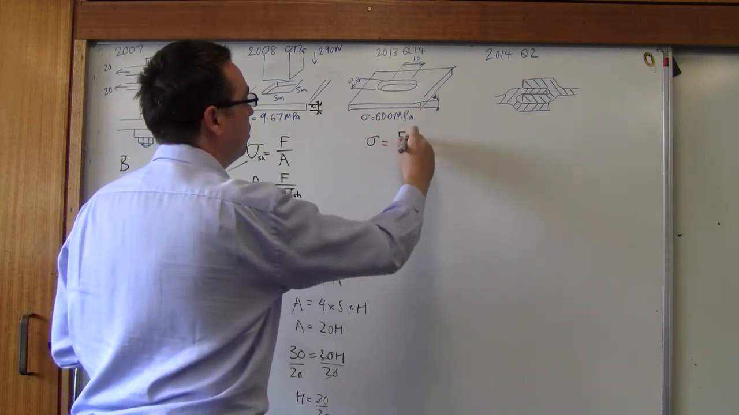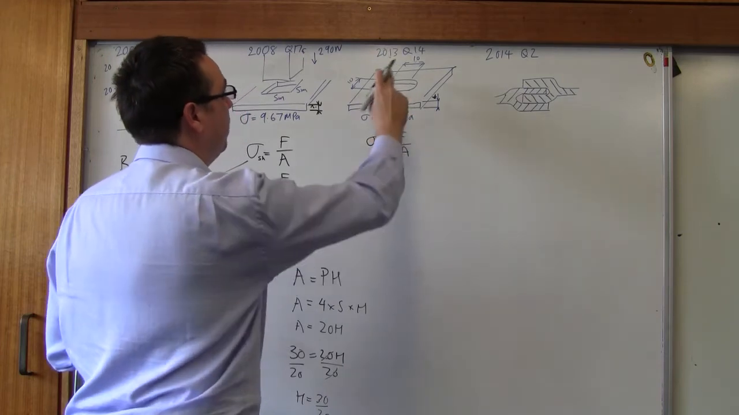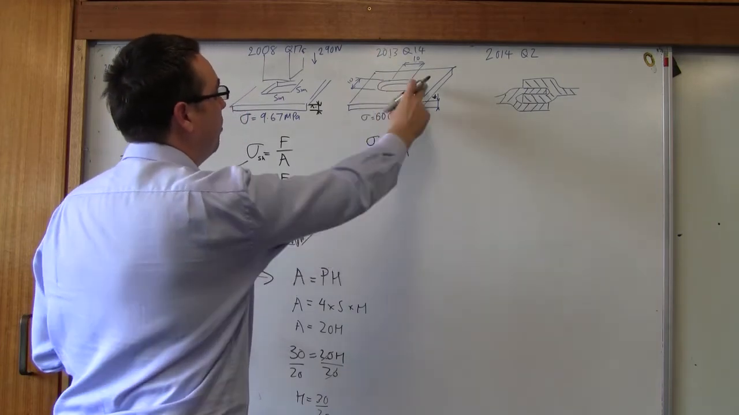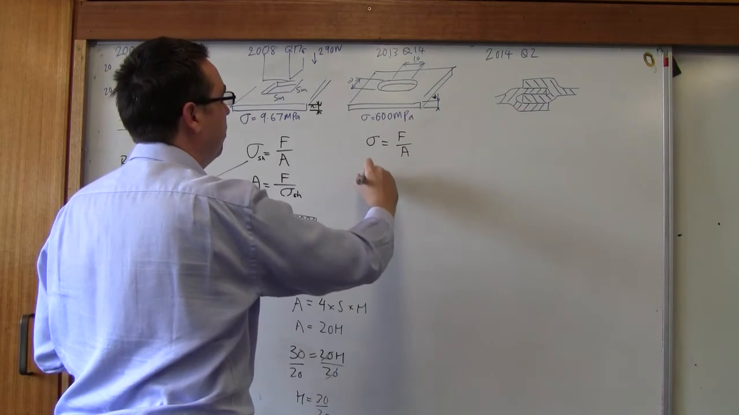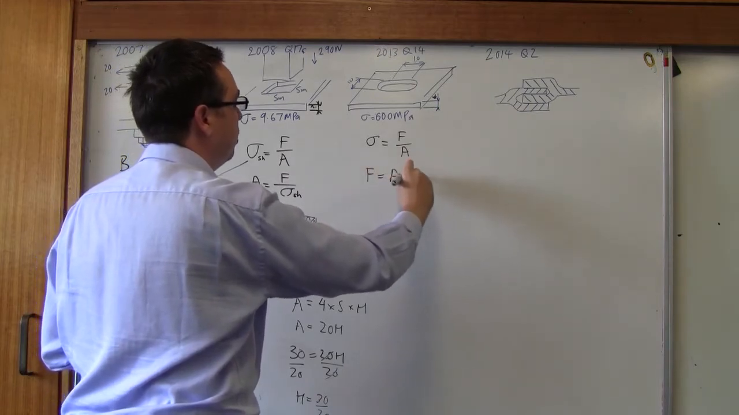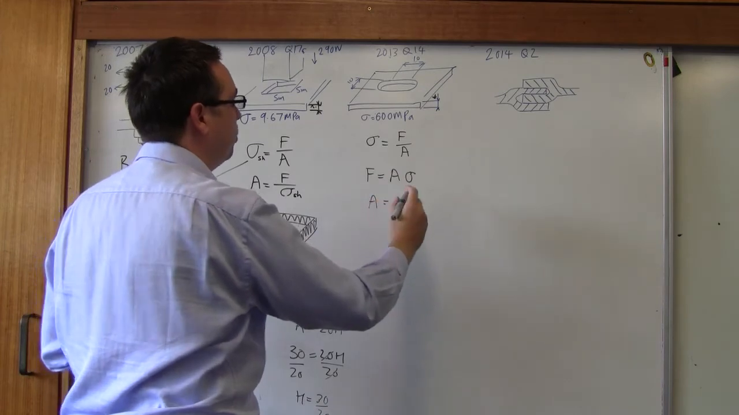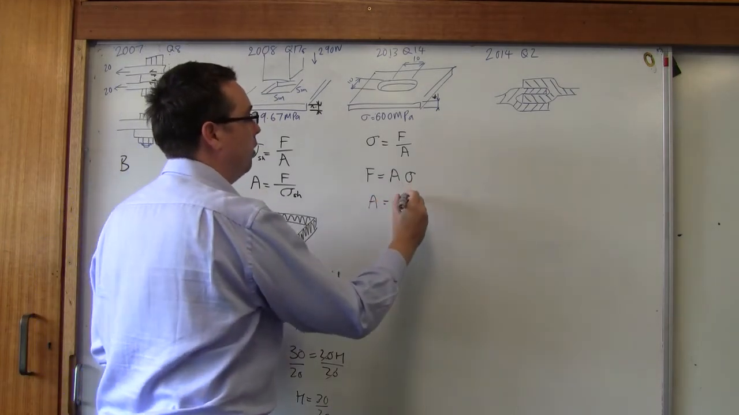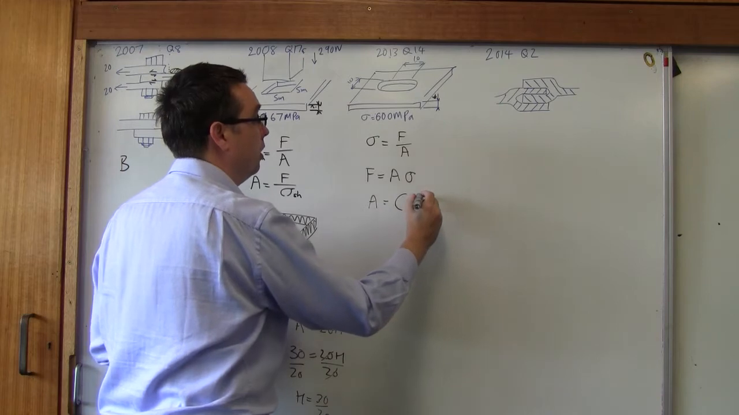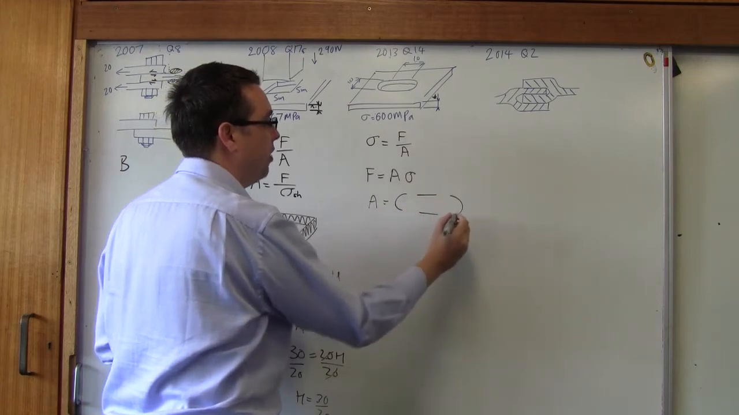Stress equals force divided by area. Given the stress, we can work out the area, so we need to write the force. Force equals A times stress, right? So what is our A equal to? Our A is equal to half a circle plus 10 plus 10 plus half a circle.